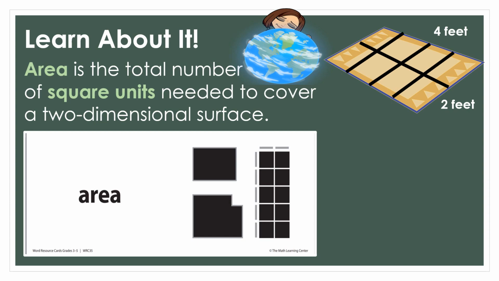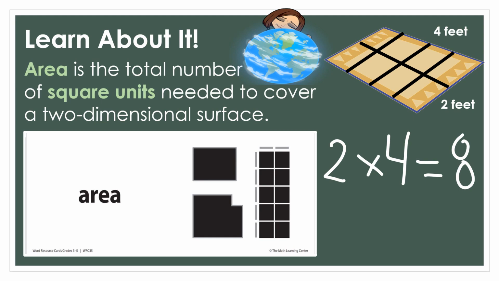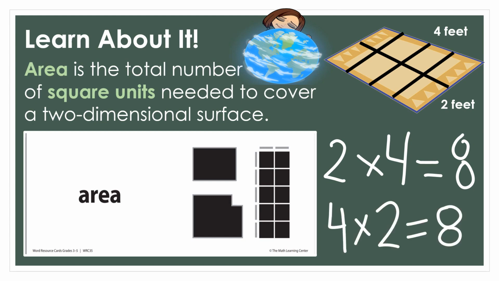Now let's figure out the area of the rug, or how many square units this rug will cover. 2 rows of 4 square feet is the same as 2 times 4. And I know that 2 times 4, or 2 groups of 4, would give me a total of 8. We could also think of this as 4 columns of 2 square feet, or 4 times 2. 4 times 2 equals 8.